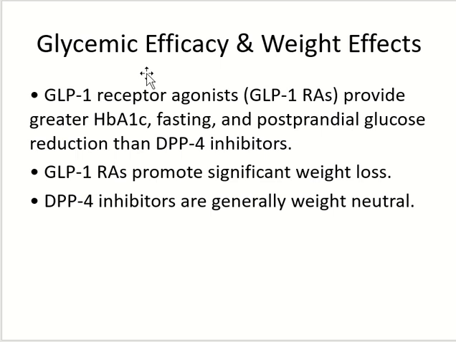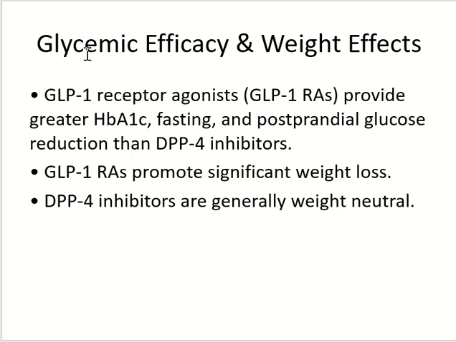So two main things we have been talking about are glycemic control and weight loss. GLP-1 receptor agonists are better in terms of glycemic efficacy and weight effects. Just see here, GLP-1 receptor agonists provide greater HbA1c reduction. Fasting and postprandial glucose reduction is also better with the GLP-1 receptor agonist when compared to DPP-4 inhibitors. And also remember, GLP-1 receptor agonists promote significant weight loss, and DPP-4 inhibitors don't have much effect on weight.